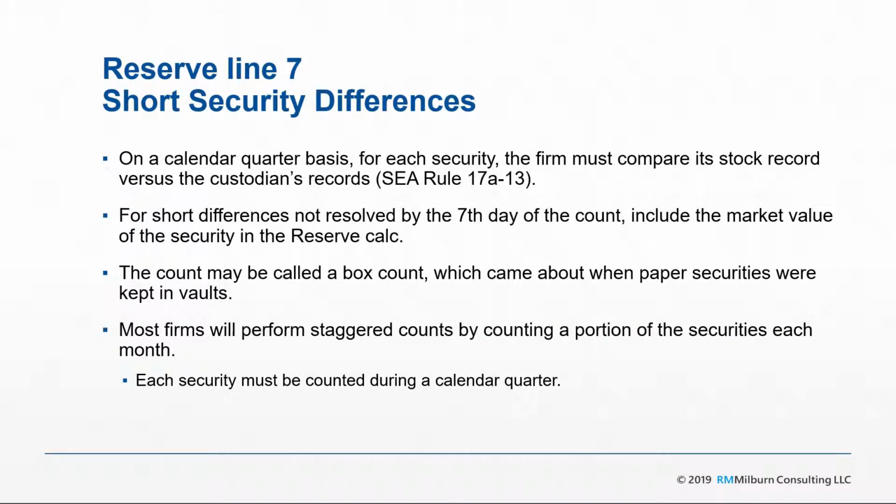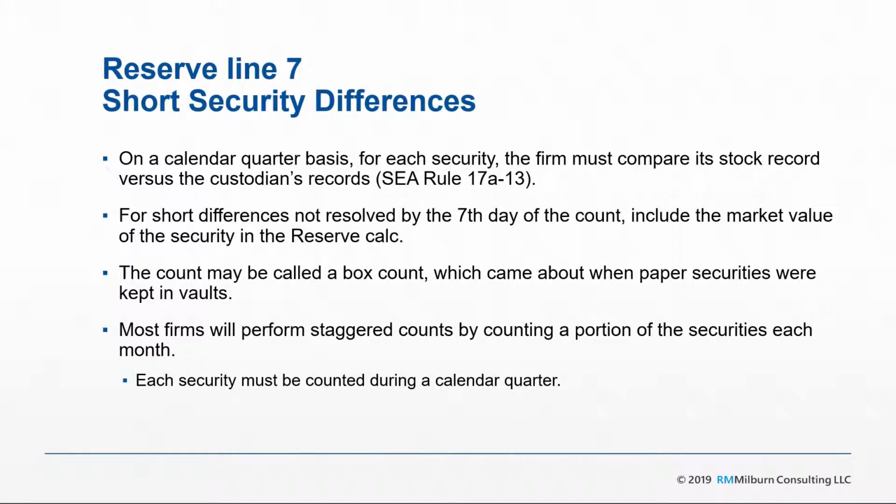Now for line 7, short security differences, we're going back to the Rule 17a-13, which are box or security counts. And that rule requires on a calendar quarter basis, each security must be counted. And by counted, that means that the firm compares its stock record versus the custodian's records. Now, if you have short differences and they're not resolved by the 7th day of the count, then you must include the market value of the security in the reserve count.